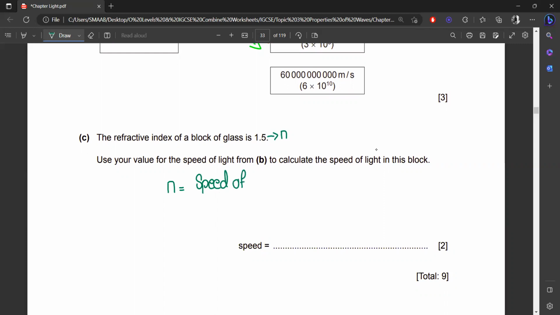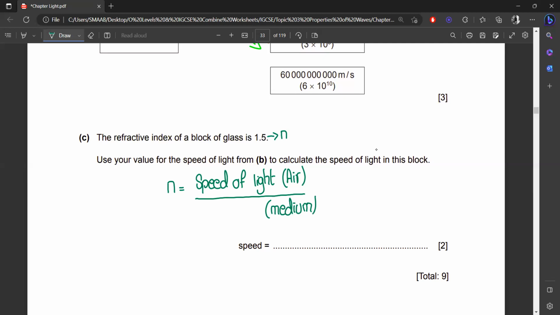The refractive index is equal to the speed of light in air divided by the speed of light in the medium. Yes, we just need to calculate or compare the values. So that will give you the answer, right? Yes, it's 200 million.